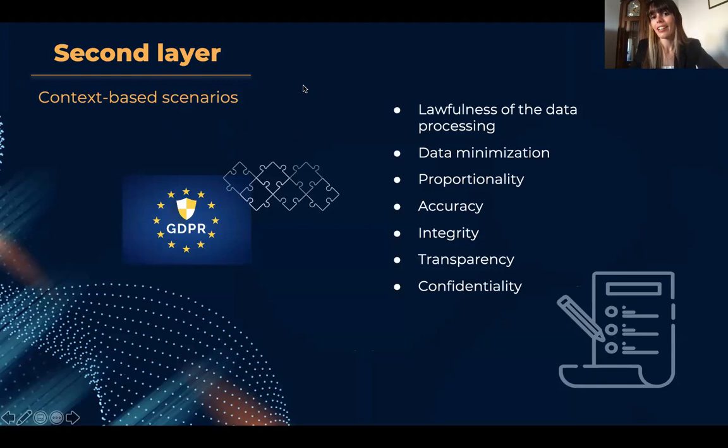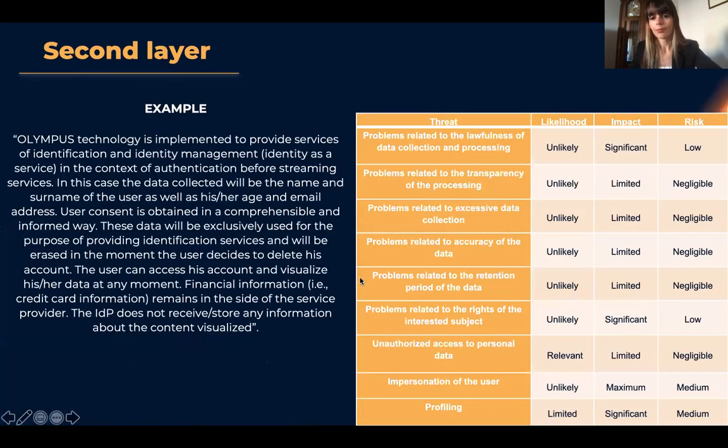So the second layer is the context-based scenarios analysis. In this case, what we are going to study is more data protection principles. It's more similar to the traditional idea of the DPIA, such as lawfulness and data minimization, as I note here. We can also include some aspects that we didn't know before, for example, the staff in charge of the data processing or of the information system, or if we know which specific type of personal data are going to be processed.